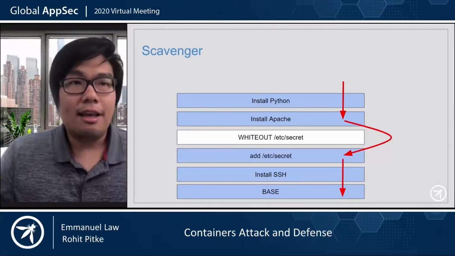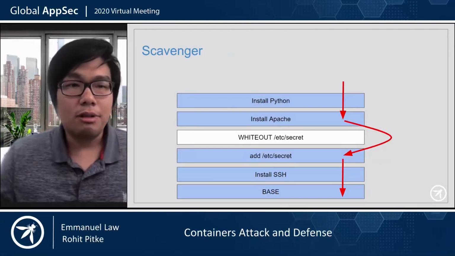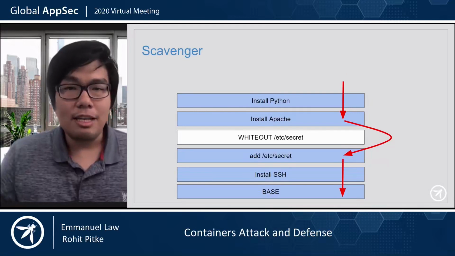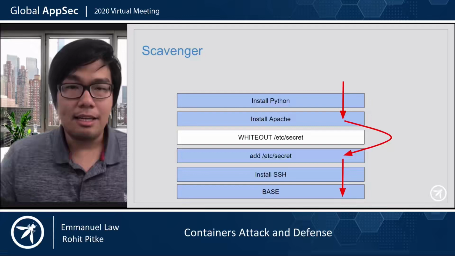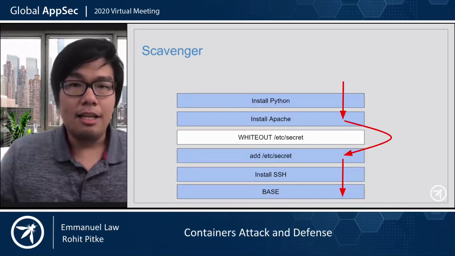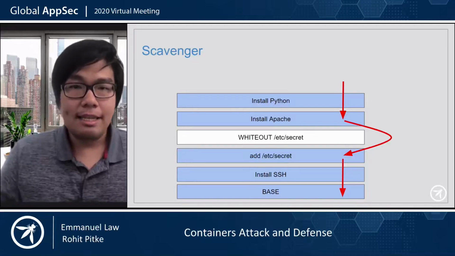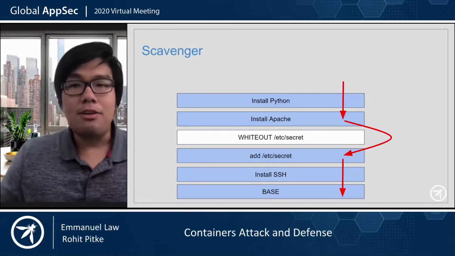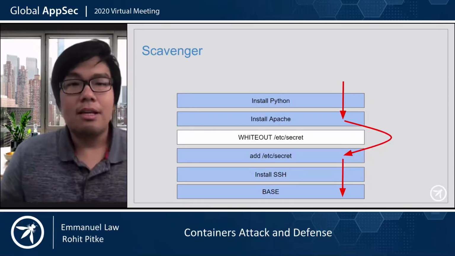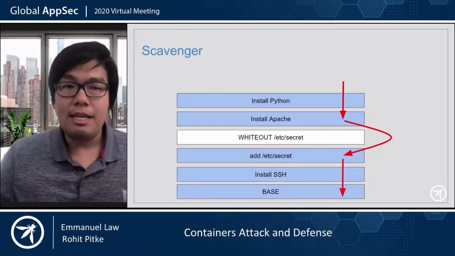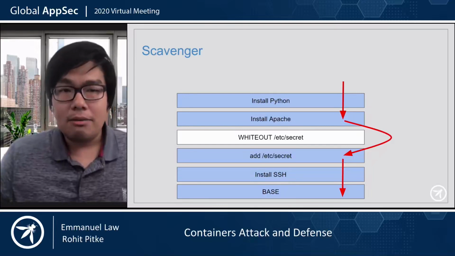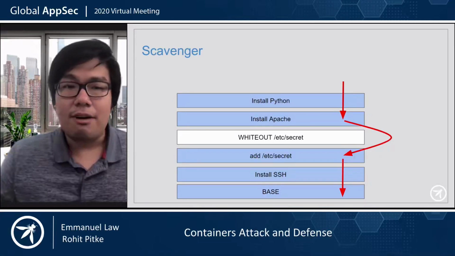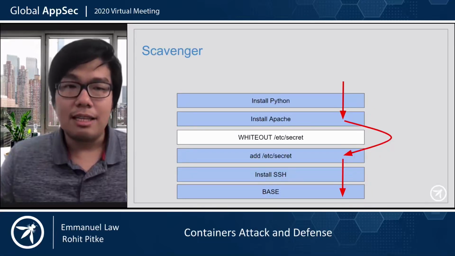And as part of our research, we created a tool called Scavenger. What it does is that it analyzes all the file system layers in an image, and it looks for whiteout layers. And the premise is that, hey, if you are deleting something, maybe you are hiding something as well. So it goes through all these file system layers, identifies the whiteout, and then extracts the deleted file from one of the underlying layers.